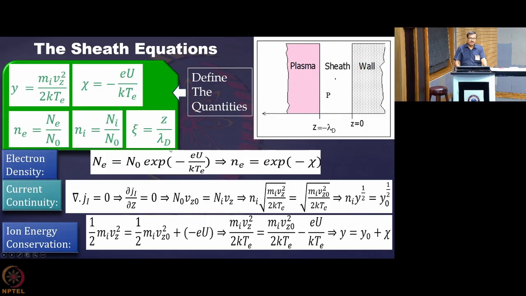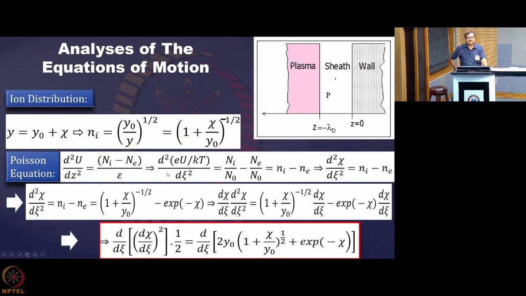What you got in terms of xi, that is z by lambda d, the lambda d expression we have now put over there, root over epsilon kT by n square. Now what we come to over here is d2 chi by d xi2 is equal to ni minus ne. So this is the one. Now in this ni minus ne, we put the expression for ni. What is that? This is 1 plus chi by y0 to the power minus half, just what we have got on the top.